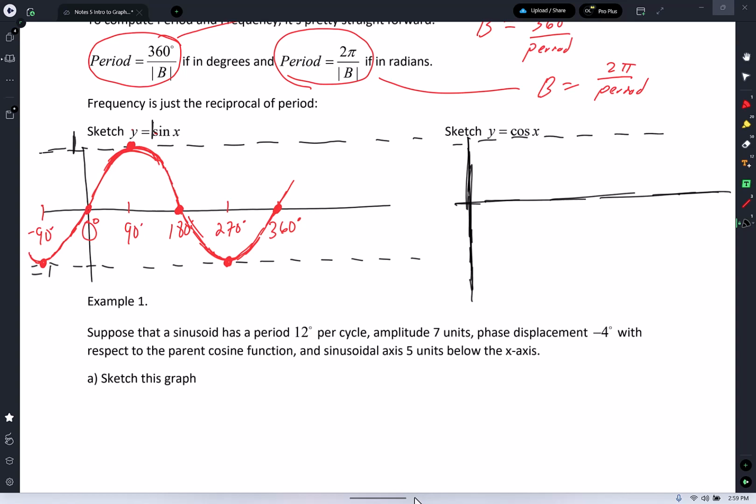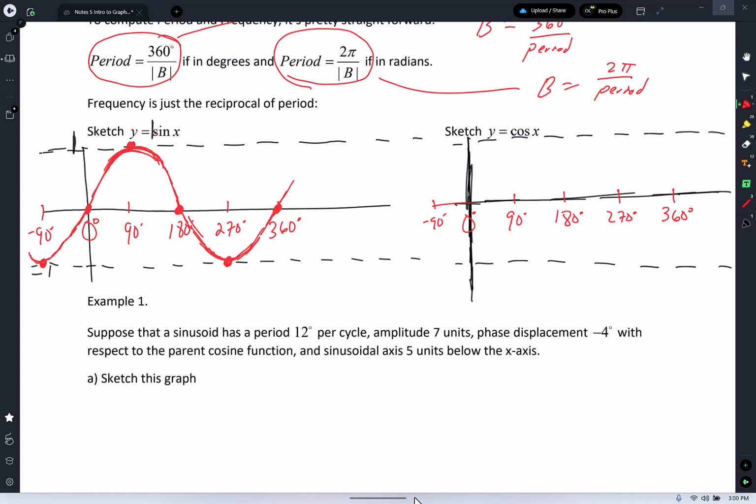And max, min. And then let's see, 0 degrees, negative 90 degrees, 90 degrees, 180 degrees, 270 degrees, 360 degrees. Okay, you don't have to be perfect, guys. It doesn't have to be perfect.